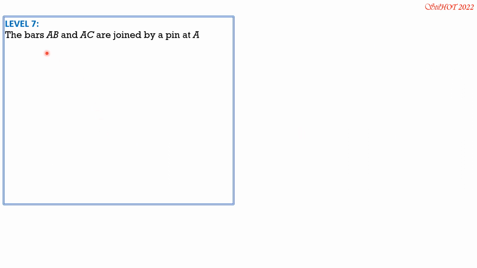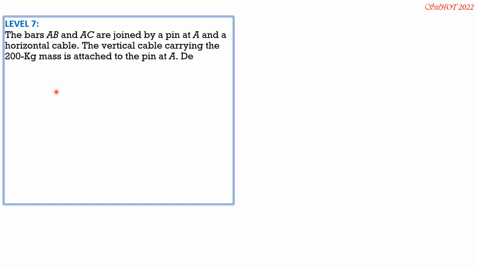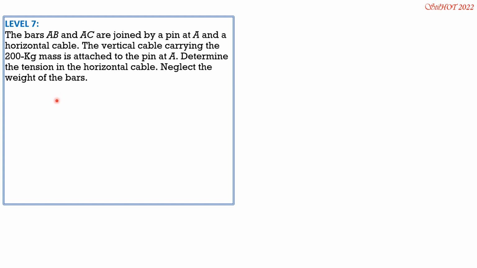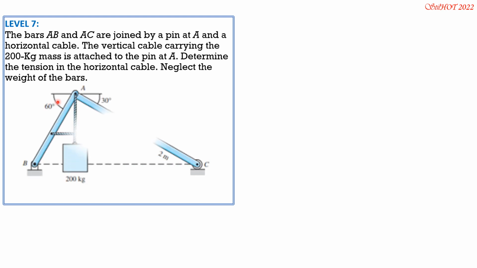Next, the bars AB and AC are joined by a pin at A and a horizontal cable. The vertical cable carrying the 200 kilogram mass is attached to the pin at A. Determine the tension in the horizontal cable and neglect the weight of the bars. So here is the given figure.